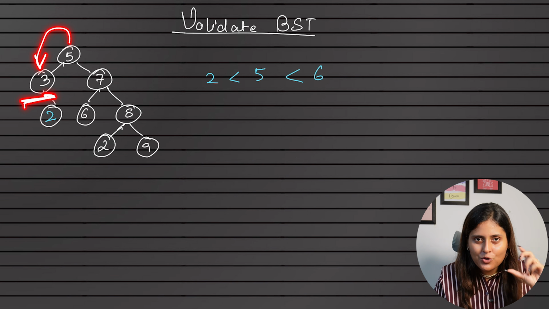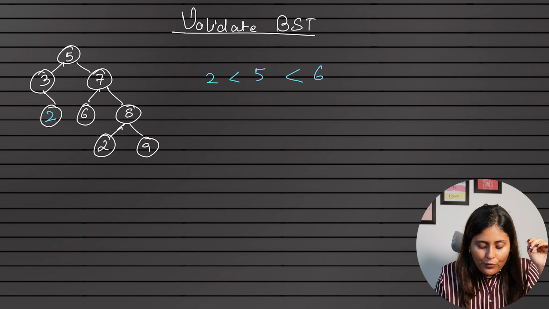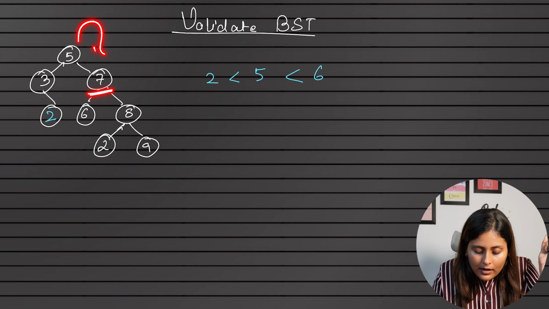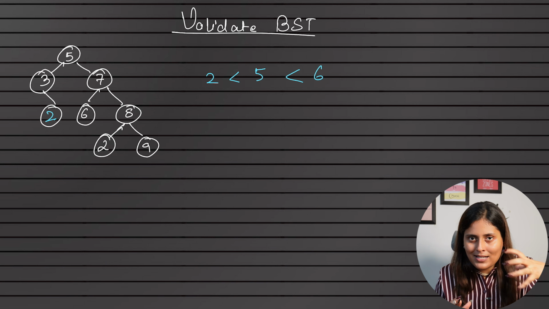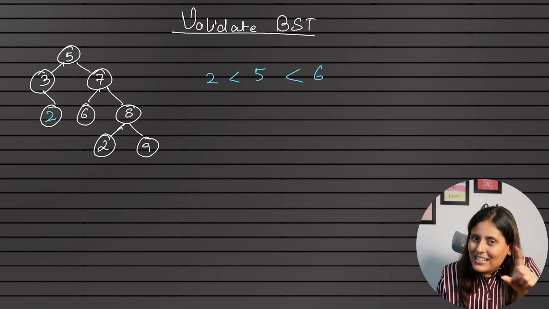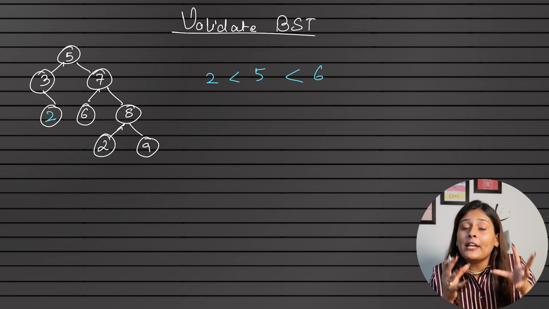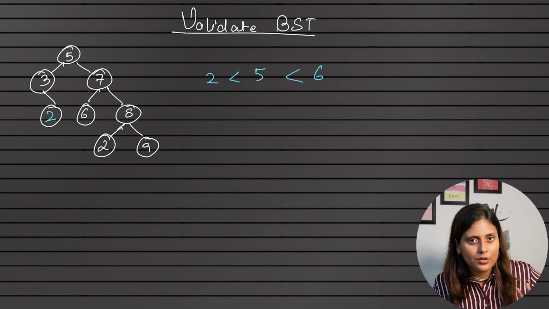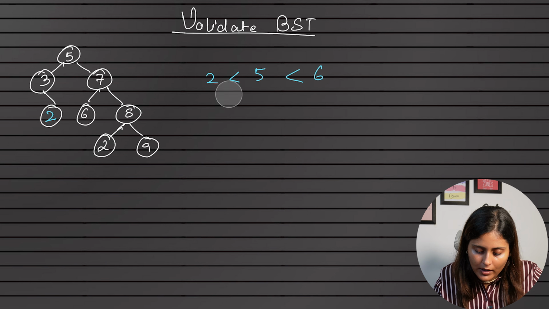So for every root there should be some limit. For 3 that should be a maximum limit, which is 5. 3 should be lesser than 5. For 7, it's not maximum, it's the minimum limit. So can I say that for every node there should be some maximum limit and minimum limit, and every node should lie between that maximum and minimum limit? Did you understand?